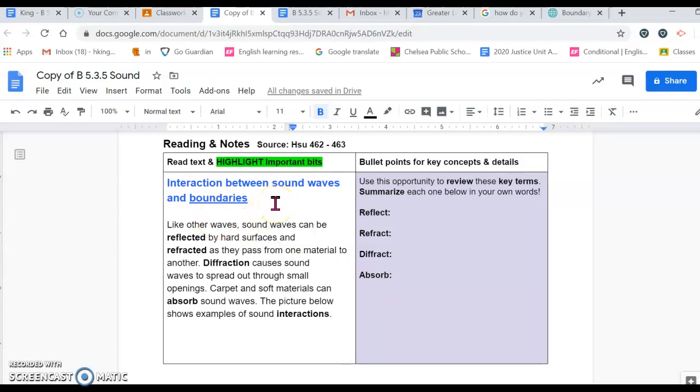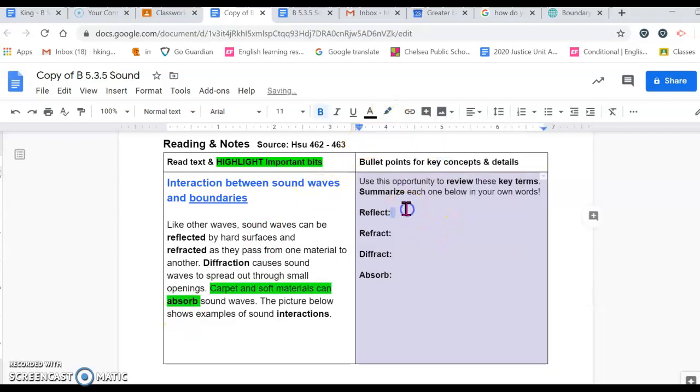So the interaction between sound waves and boundaries. Like other waves, sound waves can be reflected by hard surfaces and refracted as they pass from one material to another. Diffraction causes sound waves to spread out through small openings. Carpet and soft materials can absorb sound waves. The picture below shows examples of sound interactions. Okay, so Mr. Lynch has actually taken the point of kind of bolding these. You could highlight some words. I noticed carpet and soft materials. That's something that's interesting to me. If you don't know that those are related to absorption, you should definitely highlight something like that.